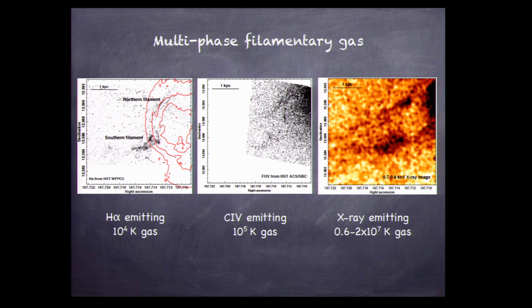So one particular filament in M87 we studied in lots of detail. And what I want to show you here is that the H alpha filaments, which are also cospatial with the C2 emitting cold gas, are also cospatial with 10 to the 5 Kelvin UV emitting gas, and also with soft X-ray emission. This is a narrow band 0.7 to 0.9 keV soft X-ray image, and you see this beautiful correlation between soft X-rays and H-alpha emission.